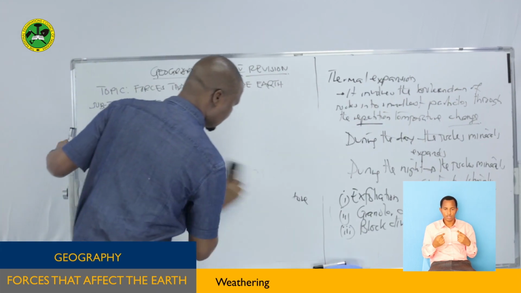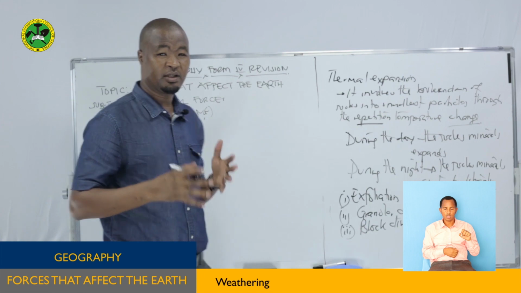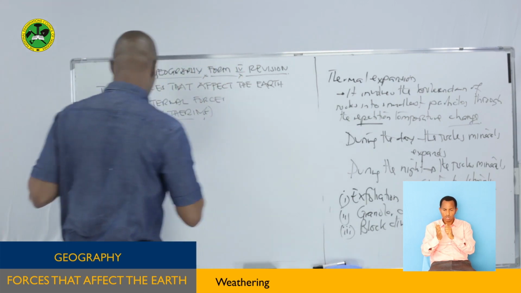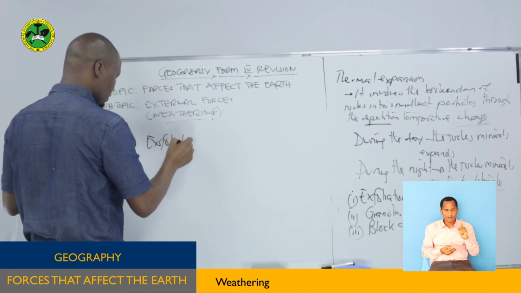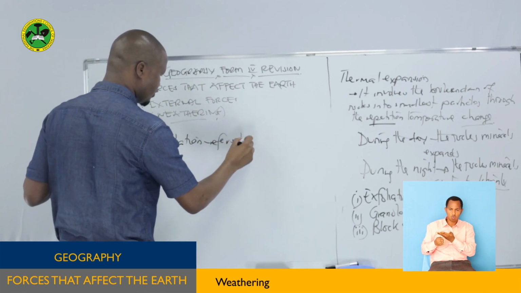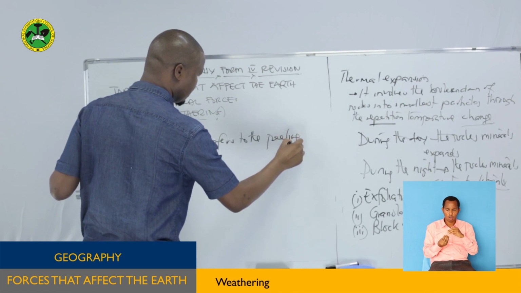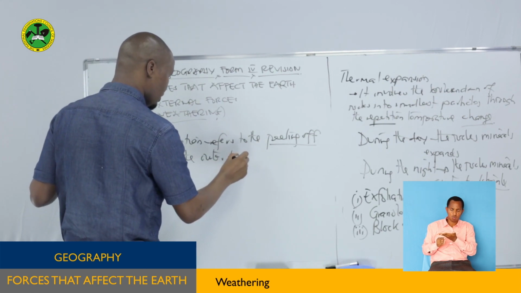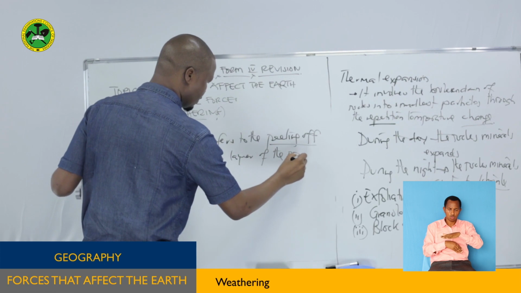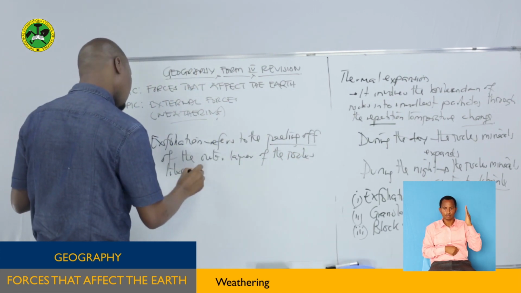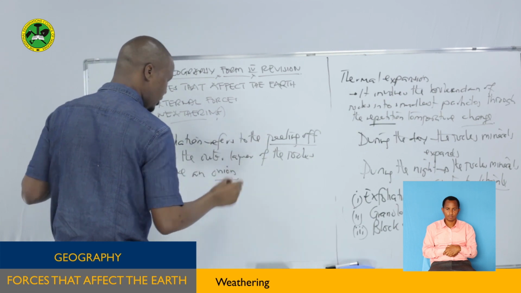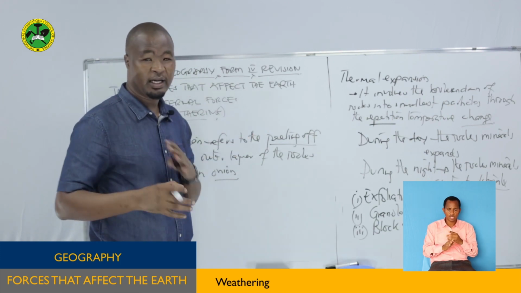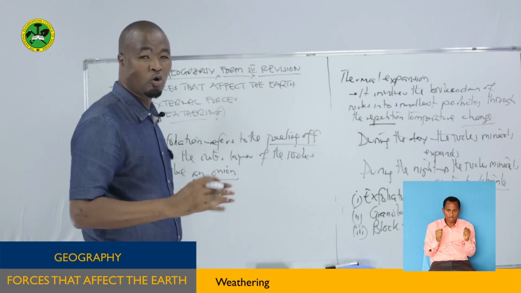What is exfoliation? They said exfoliation refers to the peeling off of the outer layer of the rock like an onion. What does it mean? It means that through the repetition of temperature change, which occurs during the day and during the night, the layers of the rock will expand and contract.